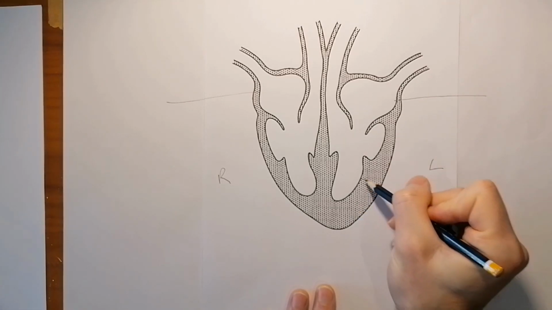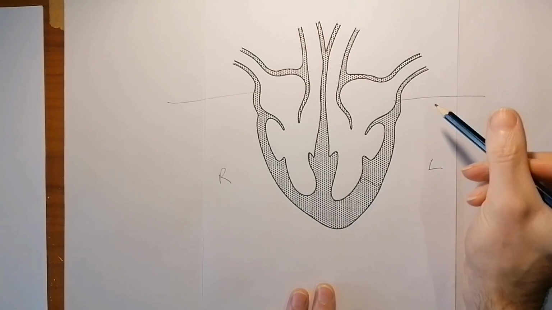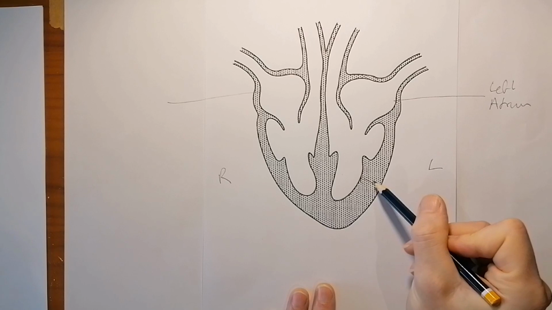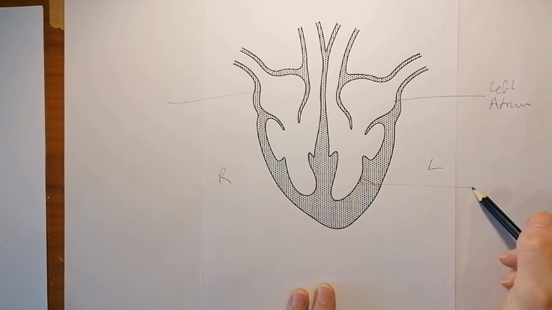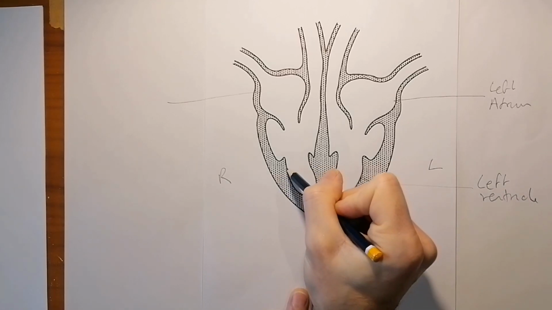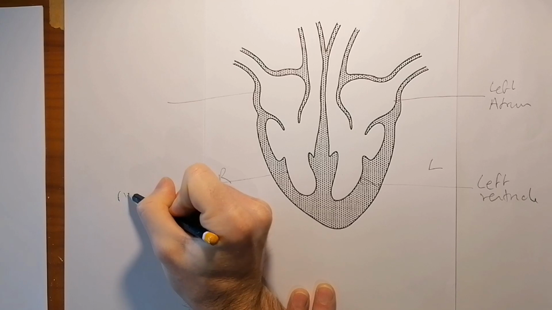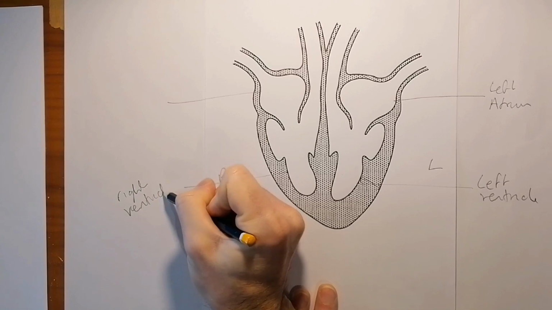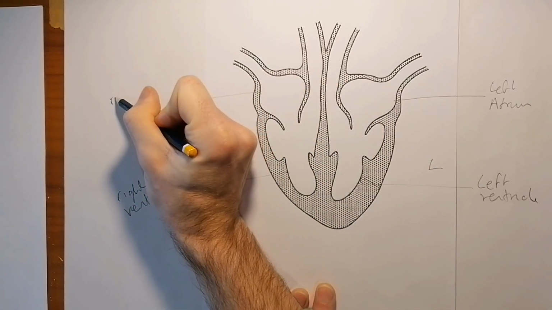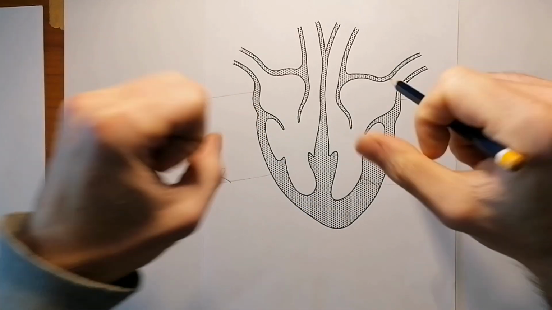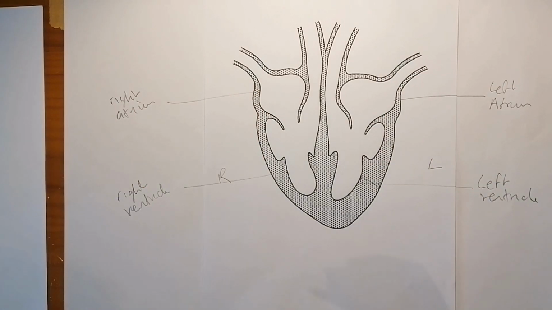You can see the thick ventricular wall there. So this would be the left atrium. This is just a recap. You already know this, hopefully. This would be the left ventricle. This would therefore be the right ventricle. And then this would be the right atrium. And these things contract, atria, then ventricles, then relax. Atria, then ventricles, then relax.